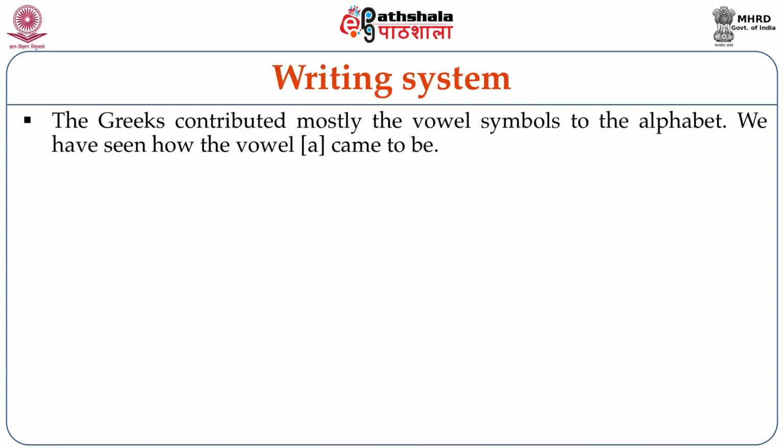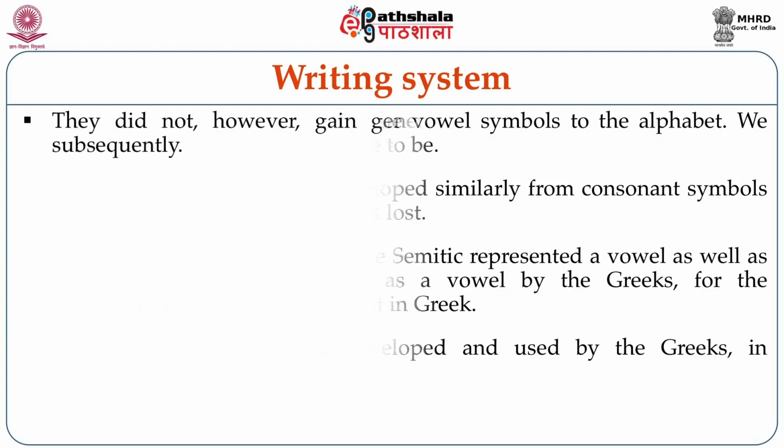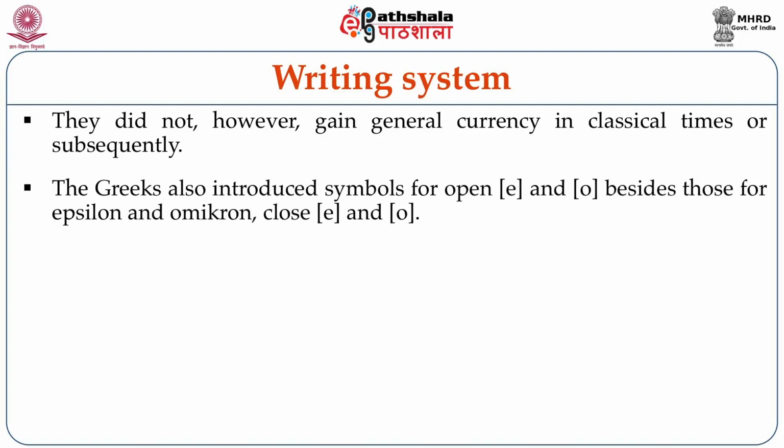The Greeks contributed mostly the vowel symbols to the alphabet. We have seen how the vowel A came to be. The symbols for A and O developed similarly from consonant symbols in which the initial consonant was lost. They did not, however, gain general currency in classical times or subsequently. The Greeks also introduced symbols for open A and O besides those for epsilon and omicron, close A and O.